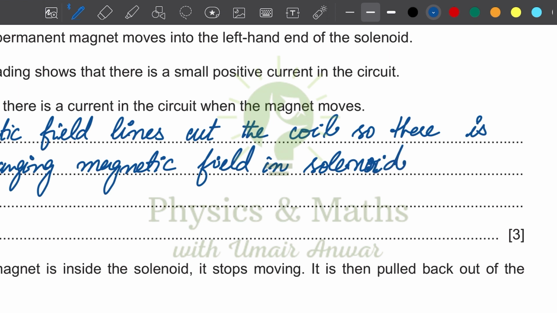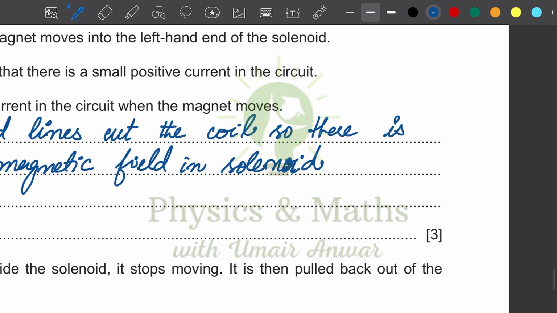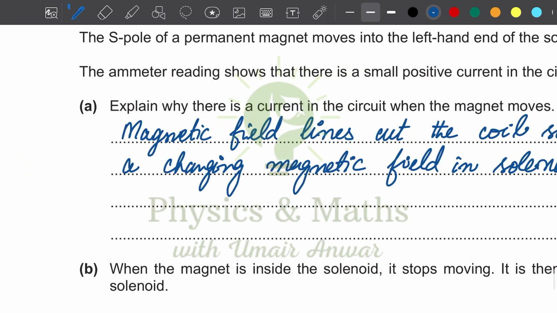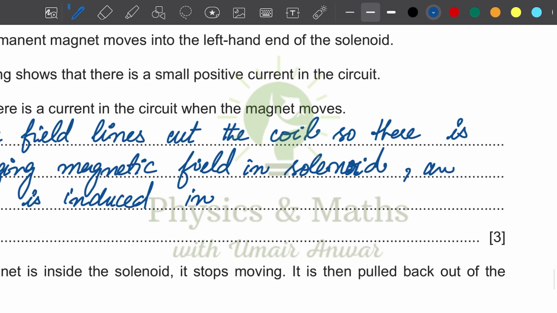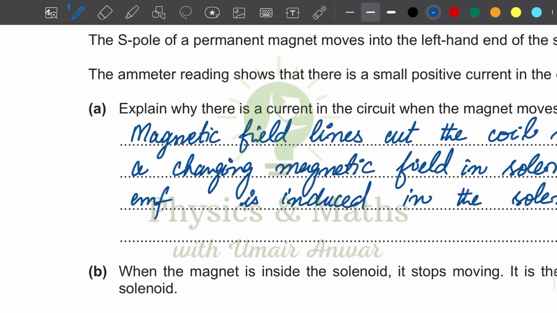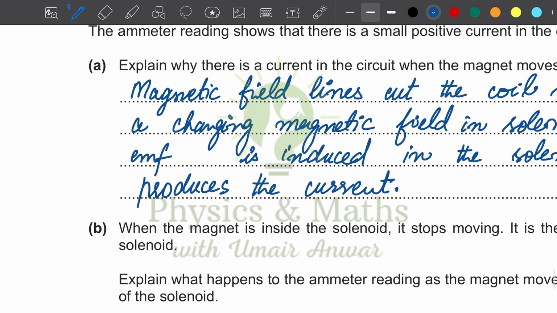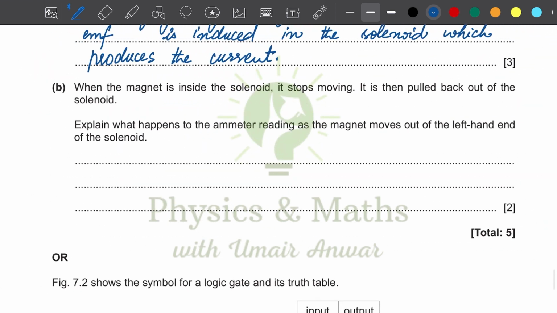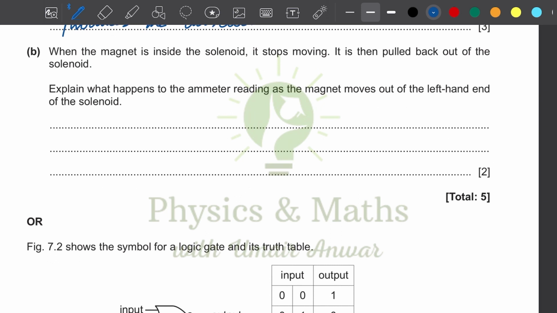So when there is a changing magnetic field across a conductor, we know that an EMF is induced in the conductor. And because of this EMF, the current flows. So I'm writing which produces the current, and because of this current, there is a reading on the ammeter. The next part says when the magnet is inside the solenoid, it stops moving.